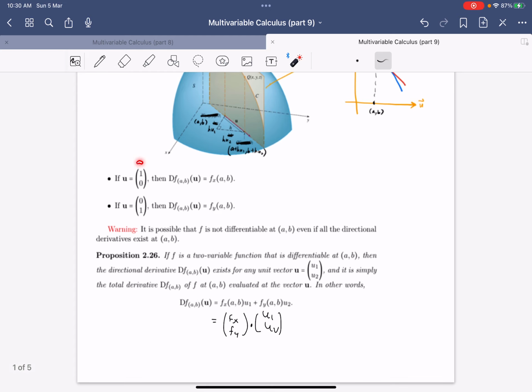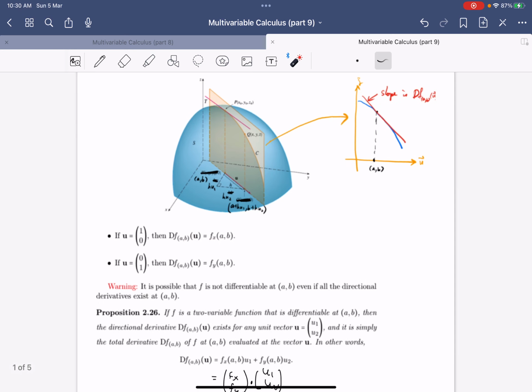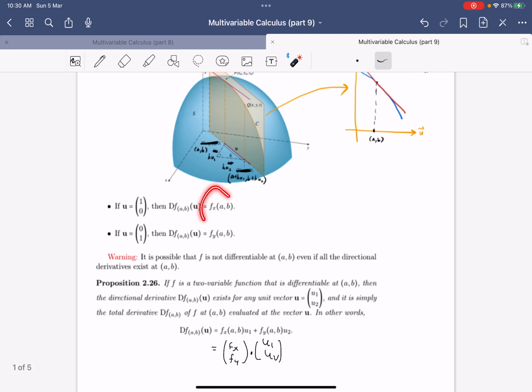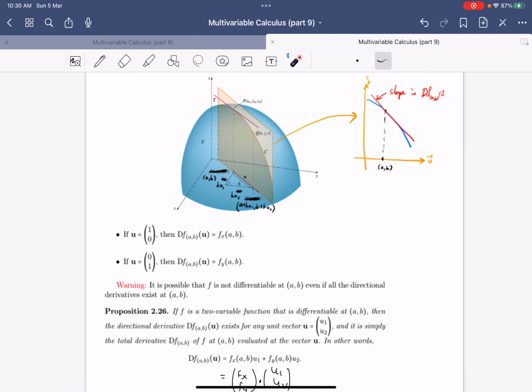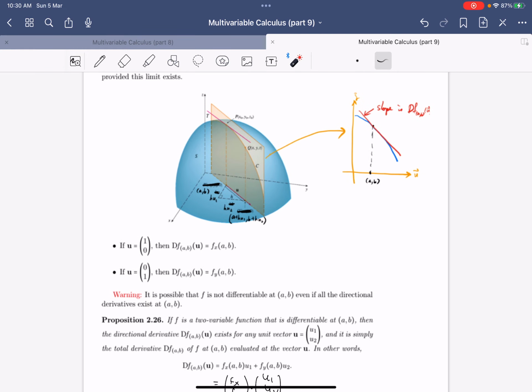And we can clearly see that if u is the direction of x, (1, 0), then it recovers our original notion, the partial derivative with respect to x, and if it's (0, 1), then it's the partial derivative with respect to y. We also remember that if these two exist, it doesn't mean that the total derivative exists. It is a similar case: f may not be differentiable even if all the directional derivatives exist. We really need all these partial derivatives to be continuous.